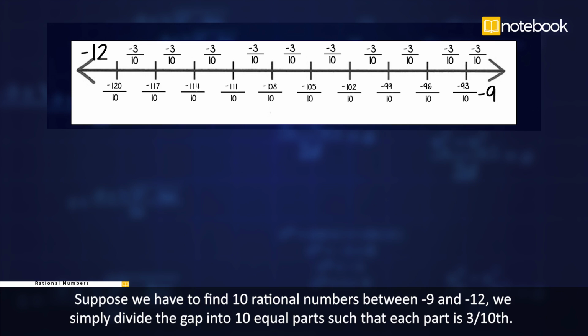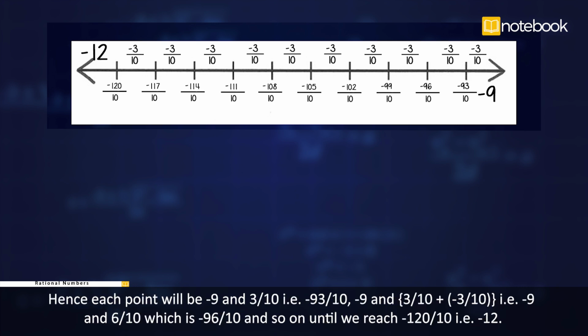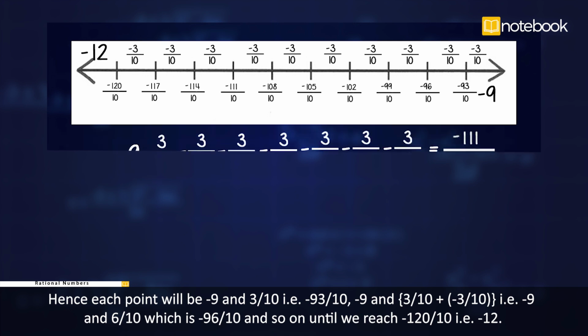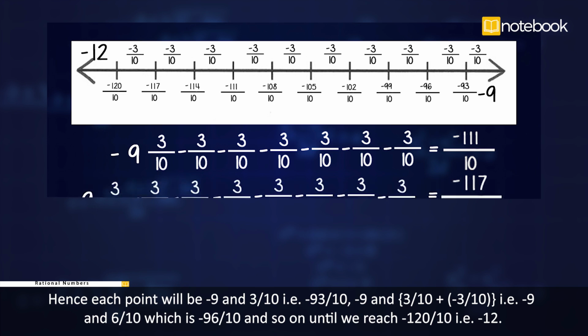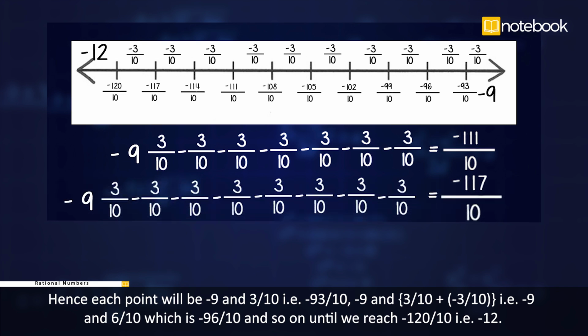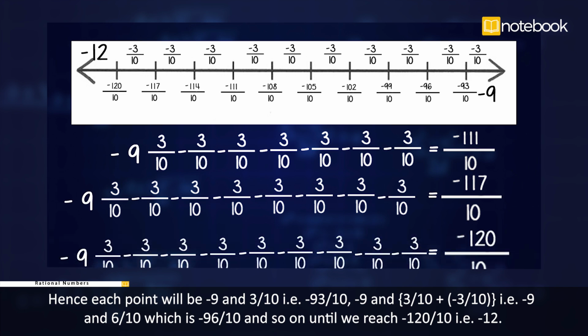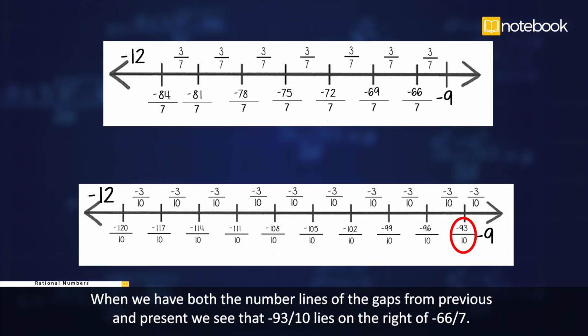Suppose we have to find 10 rational numbers between -9 and -12. We simply divide the gap into 10 equal parts such that each part is 3/10. Hence, each point will be -9 and 3/10, that is -93 by 10, then -9 and 3/10 plus another -3/10, that is -9 and 6/10, which is -96 by 10, and so on until we reach -120 by 10, that is -12.